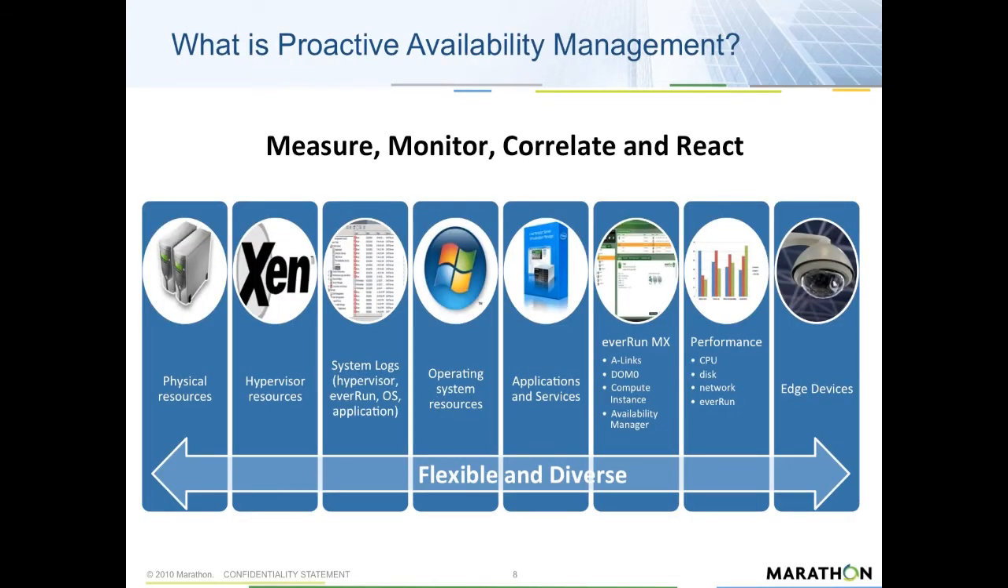Now, in terms of proactive availability management, and this is a term that you're going to hear us use a lot, we're really talking about the full spectrum and being able to measure, monitor, correlate, and react to issues that are happening in an environment. So anything from the physical resources and the hypervisor, looking at system logs, looking at the operating system resources that are being utilized, application services, looking at everRun MX.